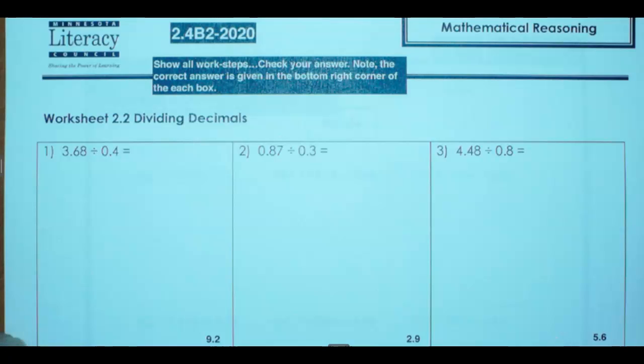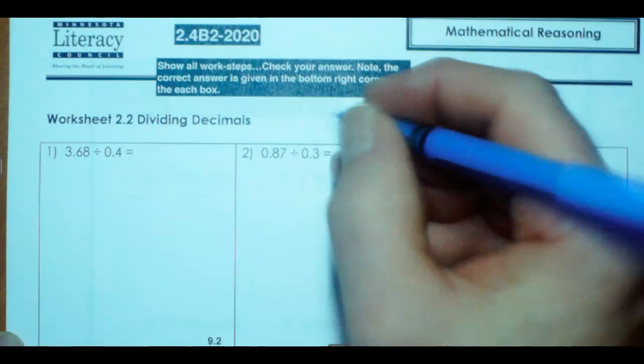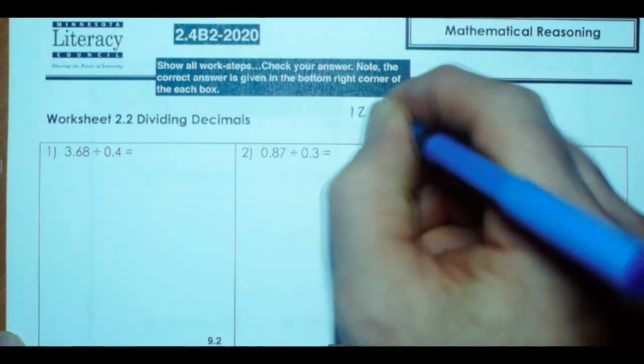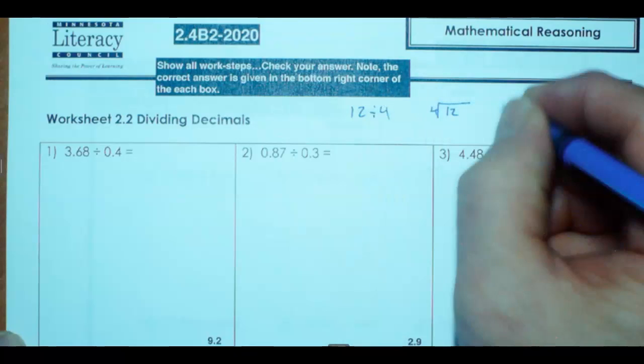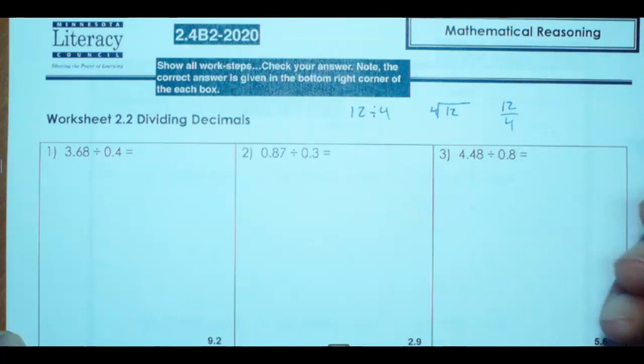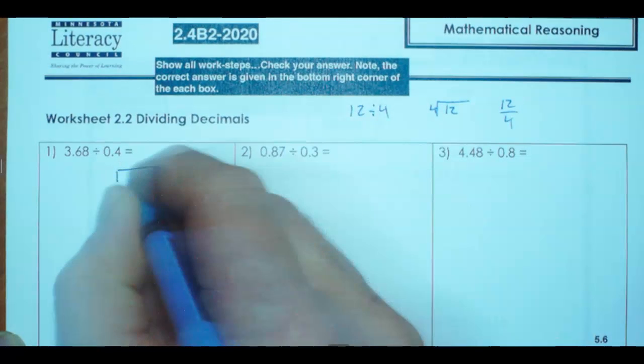Hello, this is a tutorial on 2.4b2 2020, dividing decimals. Keep in mind that 12 divided by 4 is 12 divided by 4, so that first number is going to go inside the division bracket. That's why I do that. So let's get this set up here.